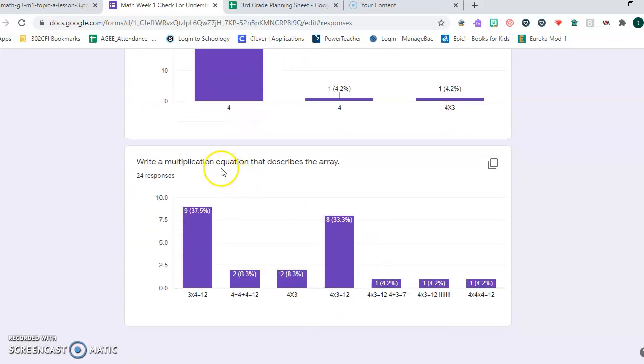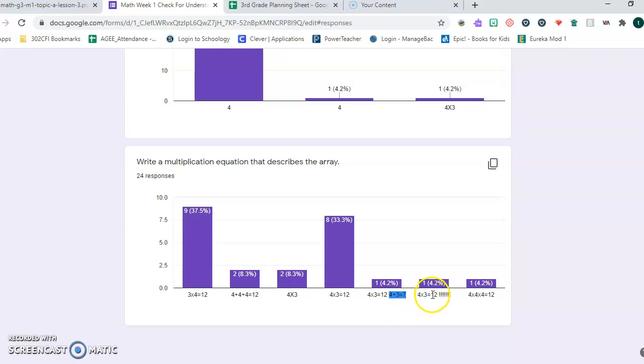And then the last one is asking for write a multiplication equation that describes the array. So this one here would have worked for that, but we've got 4 times, a multiplication equation, not expression. Remember, equations have equal signs, expressions do not. So we've got 3 times 4 equals 12, and 4 times 3 equals 12. Don't put too much stuff. So this one here would get marked wrong because you have extra stuff in your answer that isn't related to the problem. So 4 plus 3 equals 7.